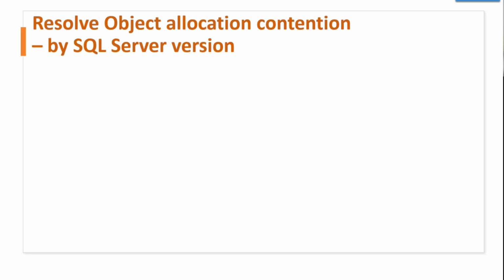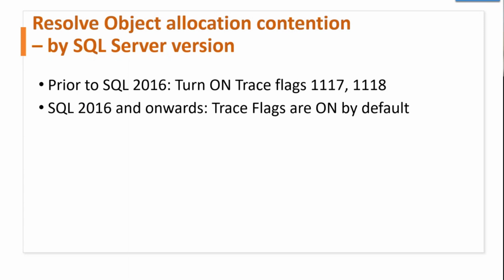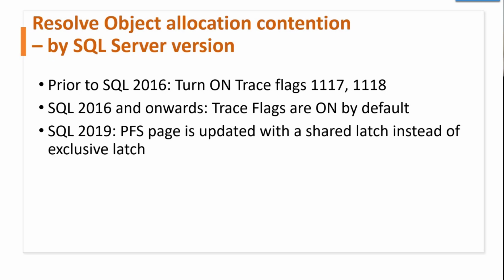Now let's look at the enhancements by version. If you're on SQL 2014, you need to turn on trace flags 1117, which I believe makes it use the full, uniform extents instead of the mixed extents, and 1118, which auto grows the files equally, so that helps with performance. That is with the 2014 version. With 2016 and onwards, you don't need to turn on these trace flags. This behavior is already set up in SQL Server, so we don't need to manually enable this at all.